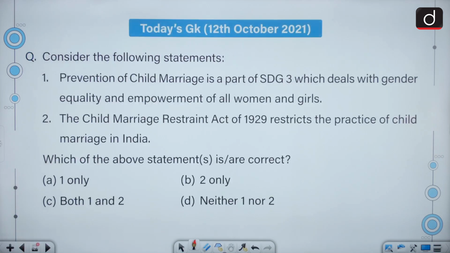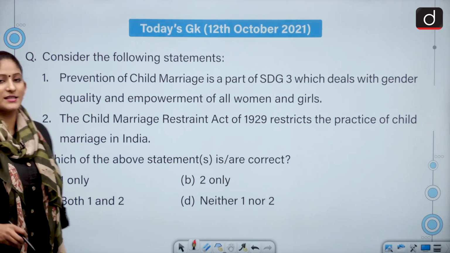Consider the following statements. Prevention of child marriage is a part of Sustainable Development Goal number 3, which deals with gender equality and empowerment of women and girls. The Child Marriage Restraint Act of 1929 restricts the practice of child marriage in India. We have to select the correct statement.